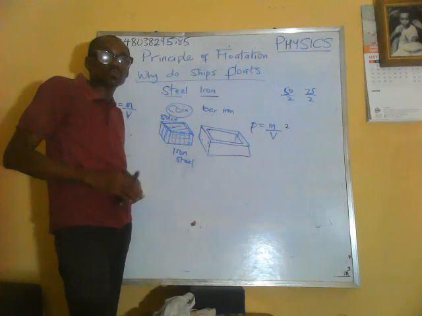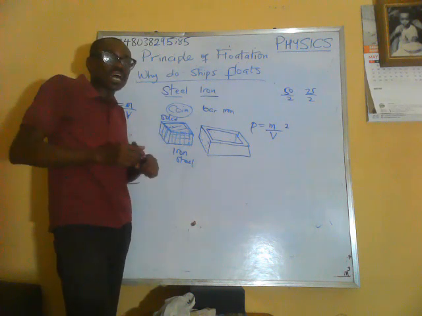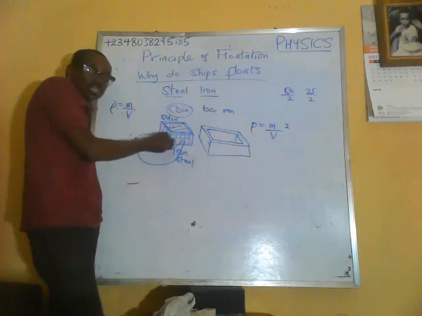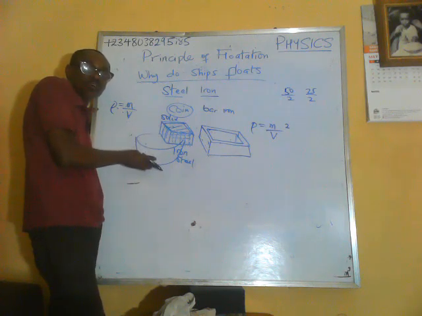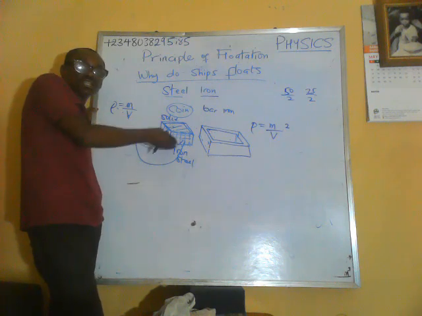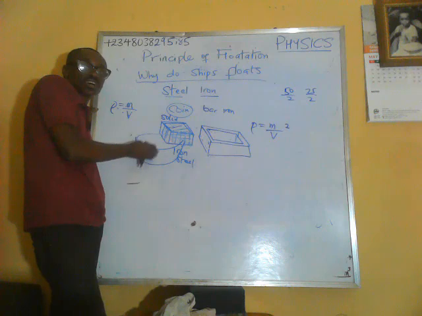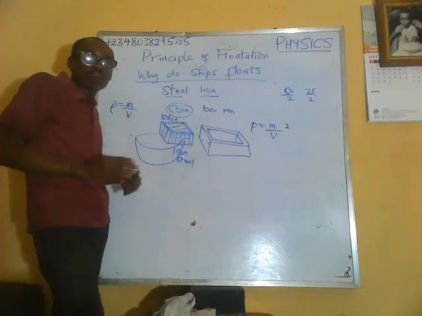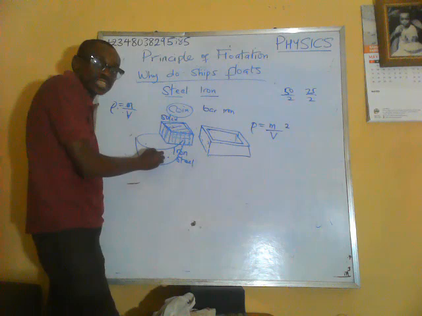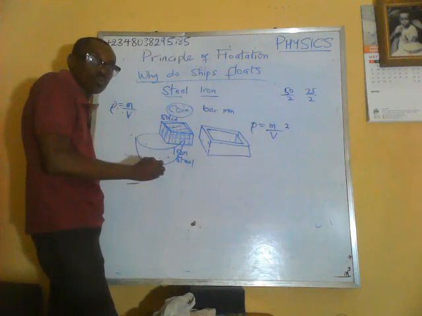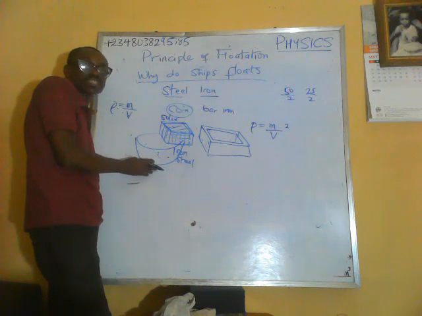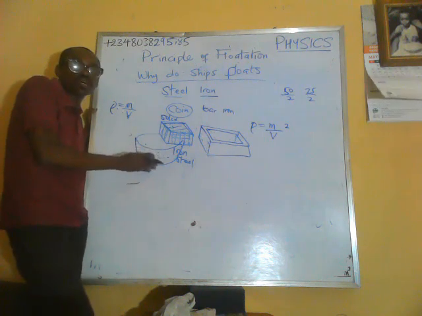Why is it that a ship is able to float? It's the way this ship is designed. The entire ship is not made of solid iron. There are spaces, there are gaps inside the ship. The ship is actually hollow, designed in such a way that it will displace a high volume of water compared to the volume of steel or iron that is used to make the ship.